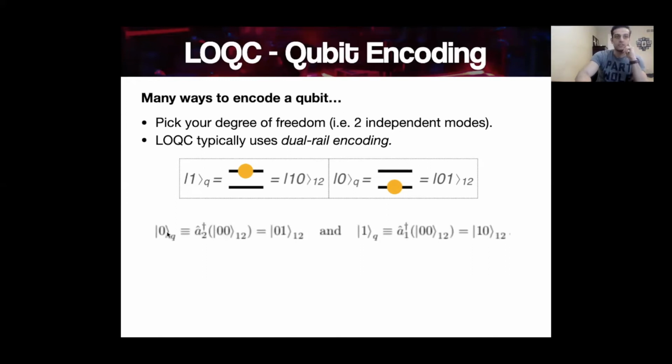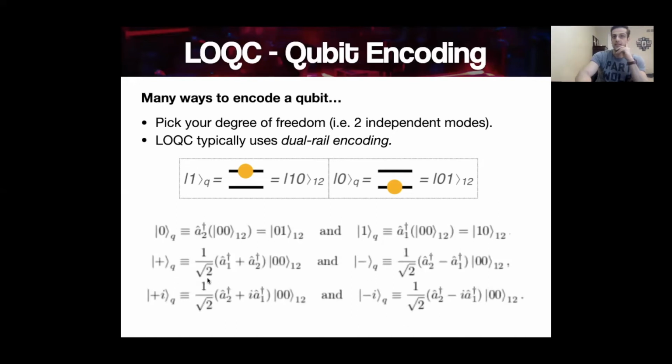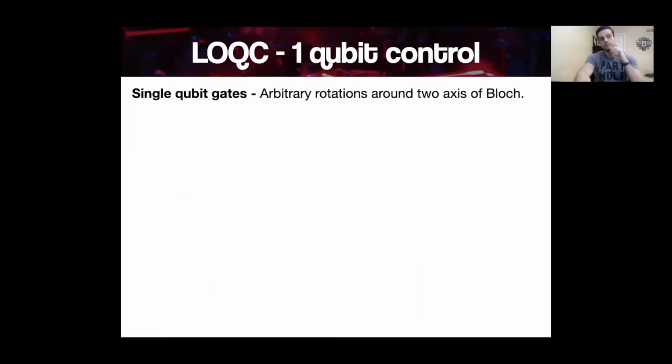If we want to write this with creation and annihilation operators, and so obviously the 0 state, which is the other one, we would write this with a creation operator. Here it's on the second mode. Here it's on the first mode. So that's the 0 and 1 state. Similarly, we can have our plus and minus state and our plus i and minus i state. So we have eigenstates of all the Pauli matrices. And it just corresponds to different linear combinations of the creation operators acting on the vacuum state. So that's that.